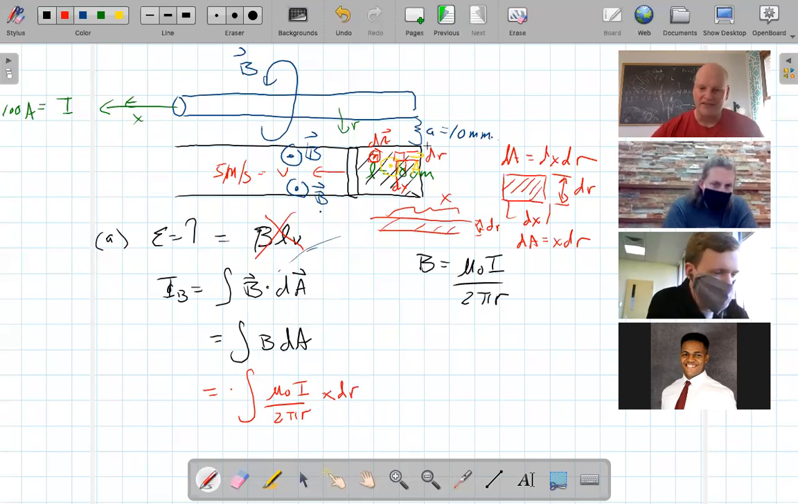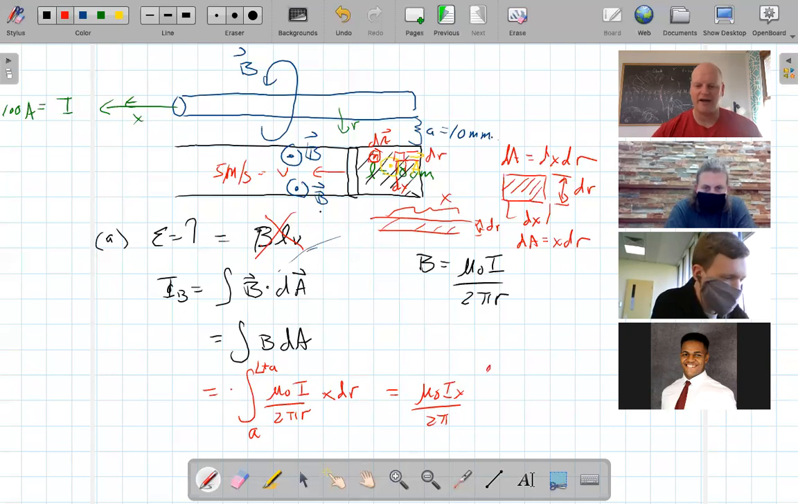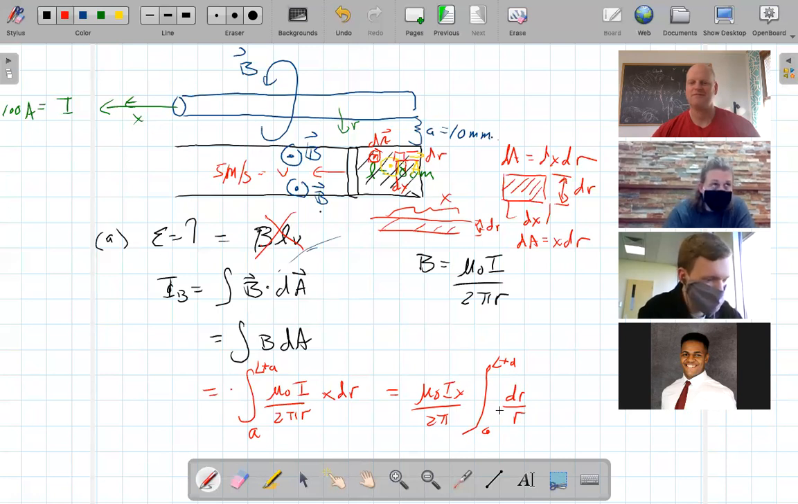Now here, I'm going to integrate from this side of the connecting rod to this side of the connecting rod. So I'm going to integrate from A to L plus A. Now everything here is a constant except for the dr and the r. So this is going to become equal to mu naught I X divided by 2 pi, integral from A to L plus A, then dr over r. Well, what's the integral of dr over r? Natural log. Natural log, good.